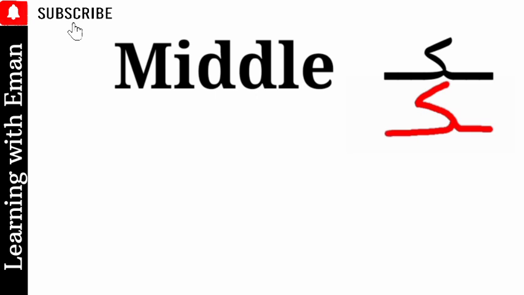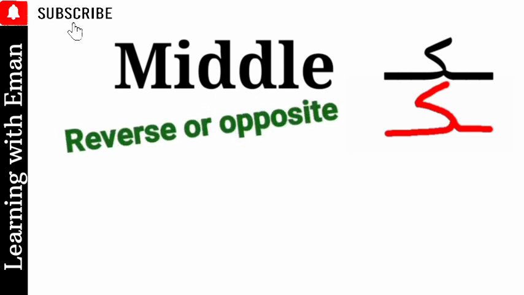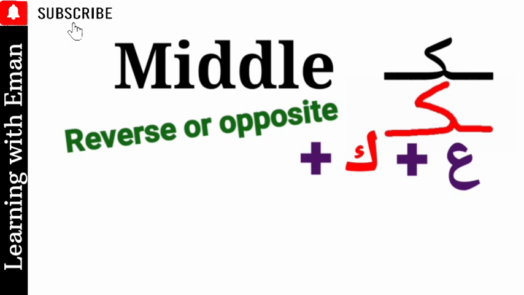Like عكس means reverse or opposite. ع كي سي، عكس. Now let's join these letters together.